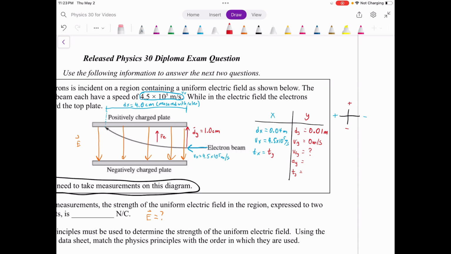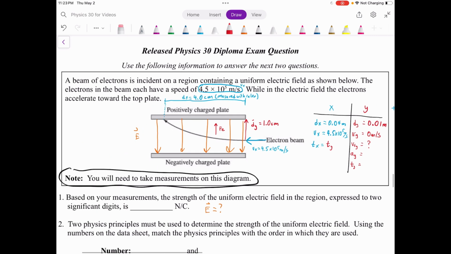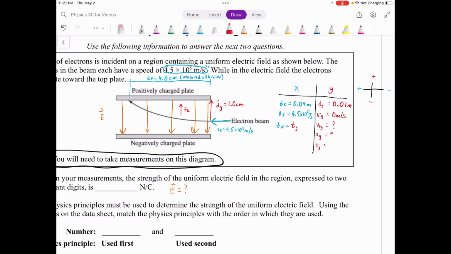The acceleration in the y-axis, again, here's the one thing that's different from Physics 20. We have to find that with F_y over the mass. We know the mass of an electron. So there's the difference. In Physics 20, we would know it was just 9.81 because the only reason it was accelerating vertically was because of acceleration due to gravity. Now it's because of an electric force, so we'll have to calculate that acceleration if we need it. And time, we don't know it, but we know it's the same as whatever time is in the x-axis.